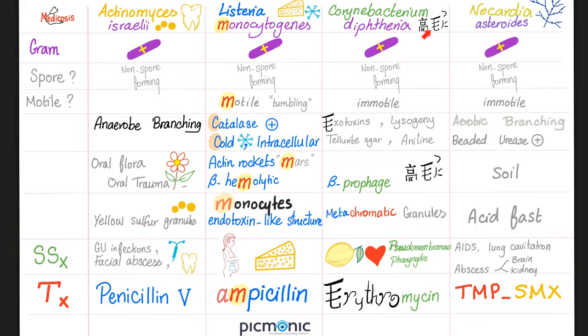Here is another M. Corynebacterium diphtheriae, Chinese letters. Exotoxin, and the E here is a Chinese letter, beta prophage. So this was beta hemolytic, the Listeria, but the Corynebacteria is beta prophage. The Actinomyces israelii had yellow sulfur granules. However, Corynebacterium diphtheriae has metachromatic granules that are blue and red. Symptoms include lymphadenopathy, pseudomembranous pharyngitis, myocarditis, and neuritis. The treatment is erythromycin, Chinese letters, baby.